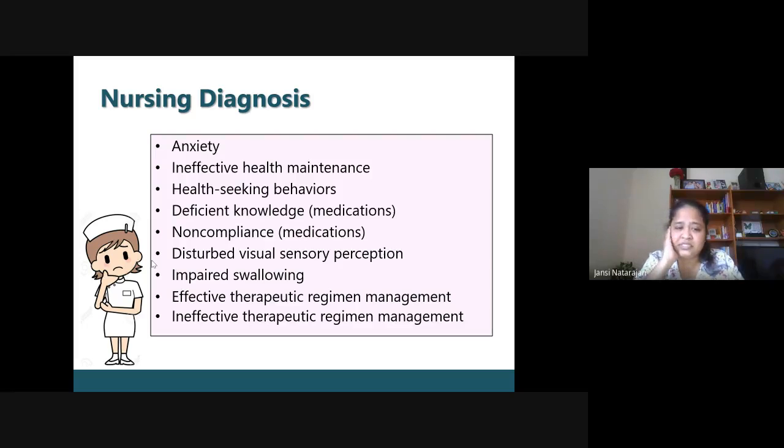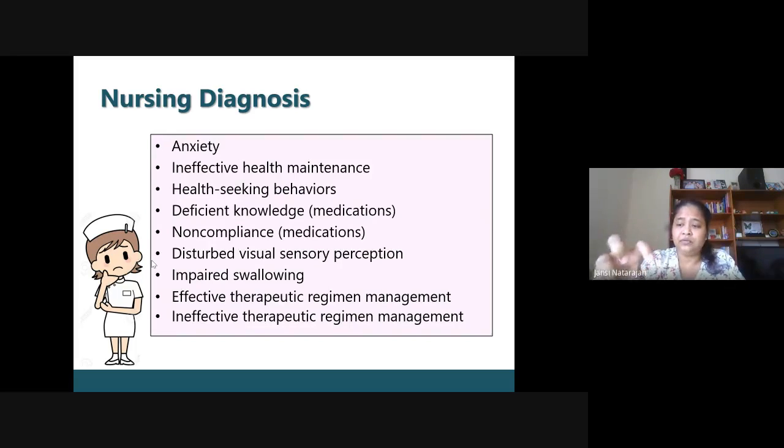Then there are some patients we come across with impaired swallowing, so they cannot take oral medications. Either the doctor has to change it into an injection, or if they are on an NG tube, we may be powdering it, mixing it in water and pouring it through the tube. Okay, we will be using that. Then there are some patients who can manage the therapeutic regimen.